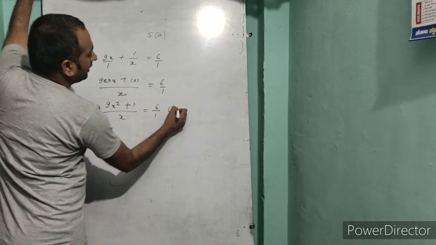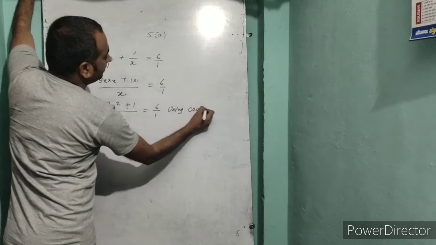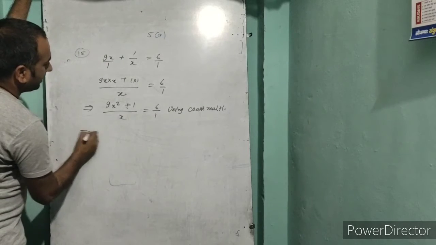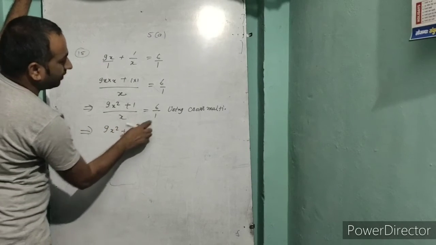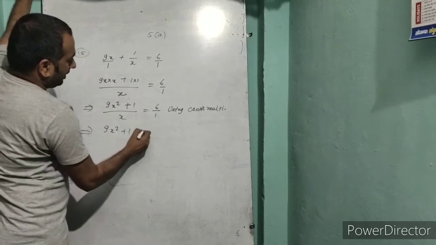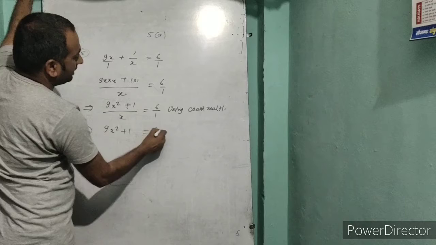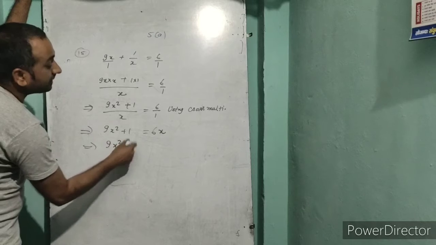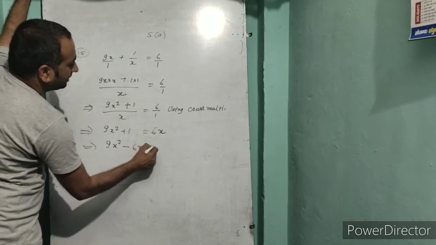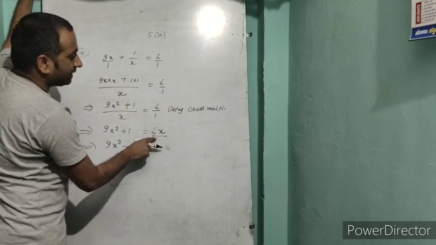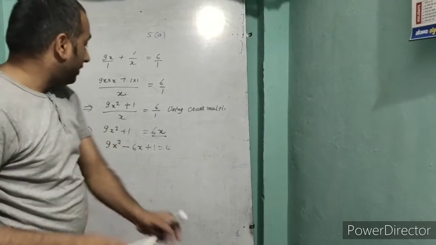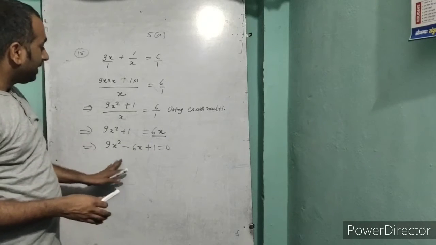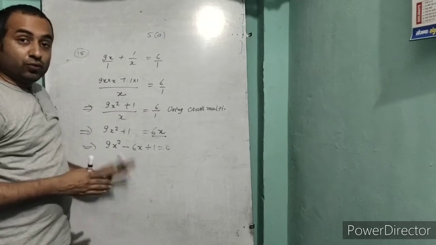So using cross multiplication, 9x square plus 1 multiplied by 1, so this is 9x square plus 1, and 6 multiplied by x, this is 6x. So we have to transpose 6x here. So it's 9x square minus 6x plus 1 equals 0. We are transposing 6x here. Okay, so now what is our quadratic equation? 9x square minus 6x plus 1 equals 0. So we have to find the roots of this equation.